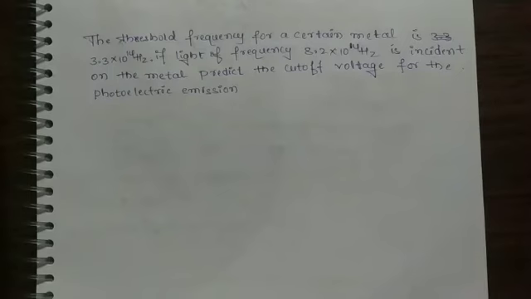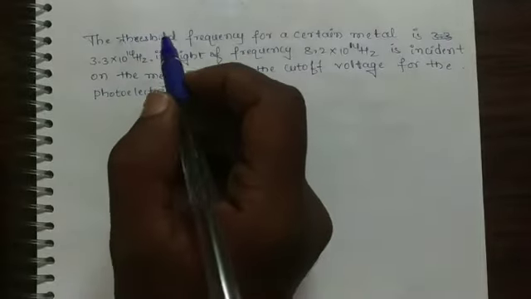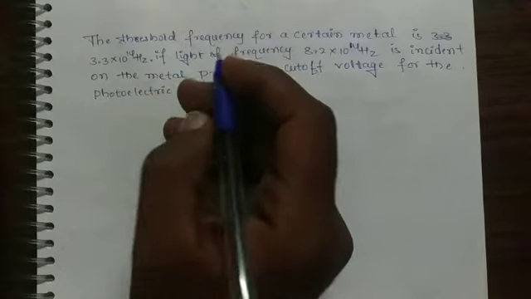Our next problem: the threshold frequency for a certain metal is 3.3 into 10 power 14 Hz. If light of frequency 8.2 into 10 power 14 Hz is incident on the metal, predict the cutoff voltage for photoelectric emission. Okay, so in this question, it is already given a threshold frequency for a certain metal.